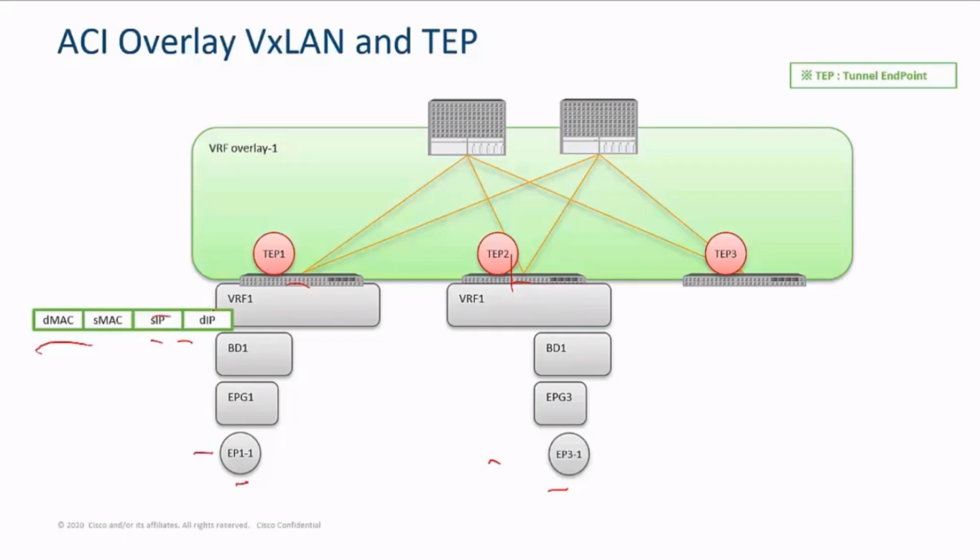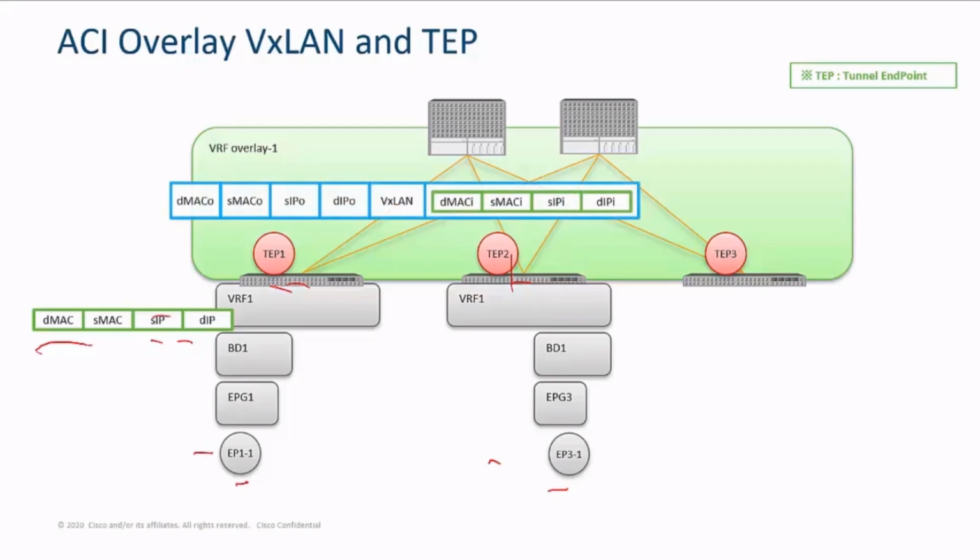So this frame is going to come into leaf 1. Leaf 1 is going to look at its table. We talked about endpoint learning at the beginning of this lecture. Let's just say that leaf 1 knows that endpoint 3.1 is behind leaf 2, so it knows where the destination is. In this example, it's going to send the traffic over the ACI fabric. And here's a key point: anytime we send traffic over the ACI fabric, we need to add a VXLAN header to the original frame.